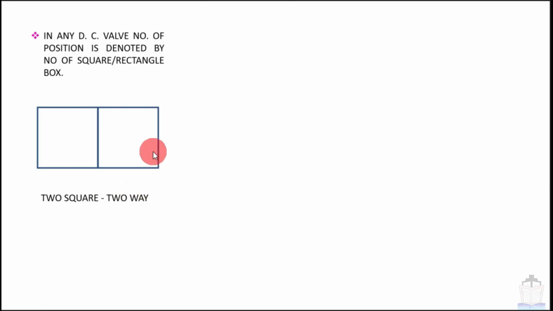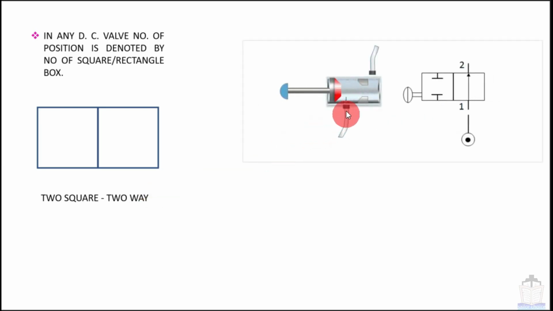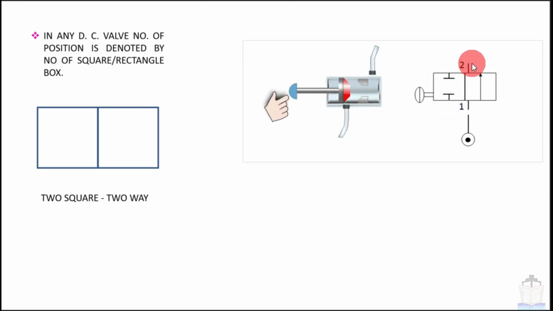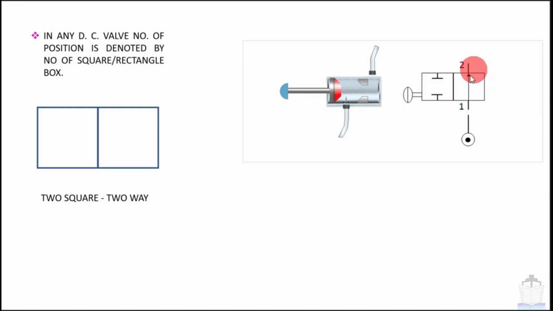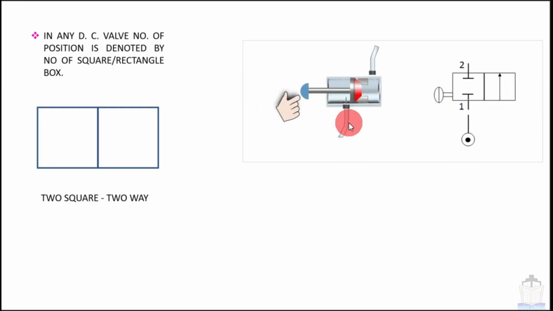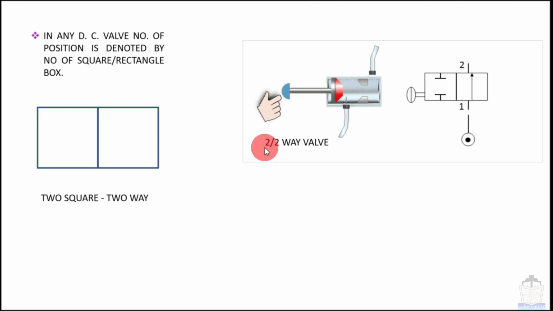Now I am going to show you with the animation how this two-position valve looks. So you can see there are 2 ports, port number 1 and port number 2, and the positions are 2, extreme left and extreme right. So in one position the air is allowed to pass to port number 2, and in the other position air is blocked. This symbol is showing that air is blocked, and this symbol is showing that air is allowed to pass. So this valve will be called a 2/2 valve, that means 2 ports and 2 positions.